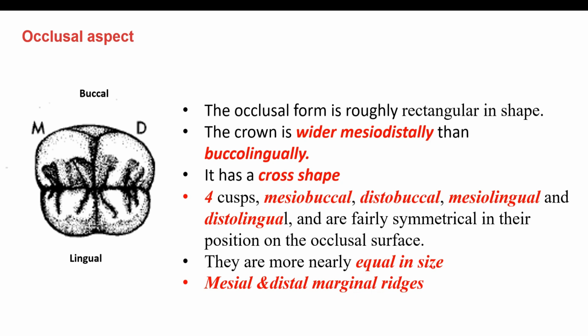From the occlusal aspect, it is roughly triangular. Why? Because I told you mesiodistally it is wider and buccolingually it is narrower. So hence it takes up a roughly rectangular shape, and it has a cross shape, the occlusal surface itself. There are 4 cusps: mesiobuccal, distobuccal, mesiolingual and distolingual, and they're all fairly symmetrical in their position on the occlusal surface, and they're all nearly equal in size as well, as you can see. And we can see the mesial and distal marginal ridge from this aspect.